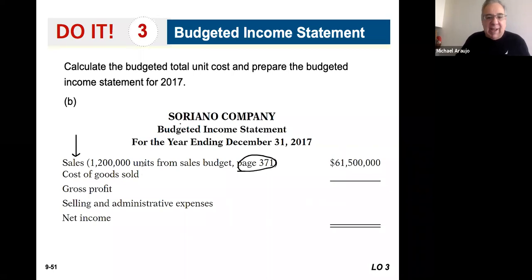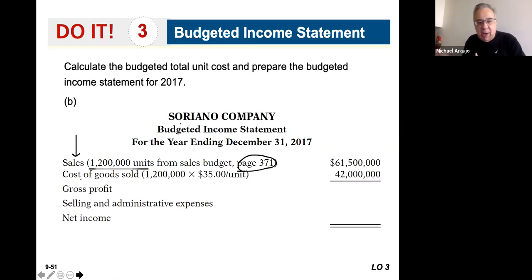So we already know how many units they're going to sell. The cost of goods sold is the amount of units times part A, $35 per unit. And so we multiply that out, and it's going to cost us $42 million to produce all of this stuff. That's our cost of goods sold. The difference of those is the gross profit, $19,500,000.